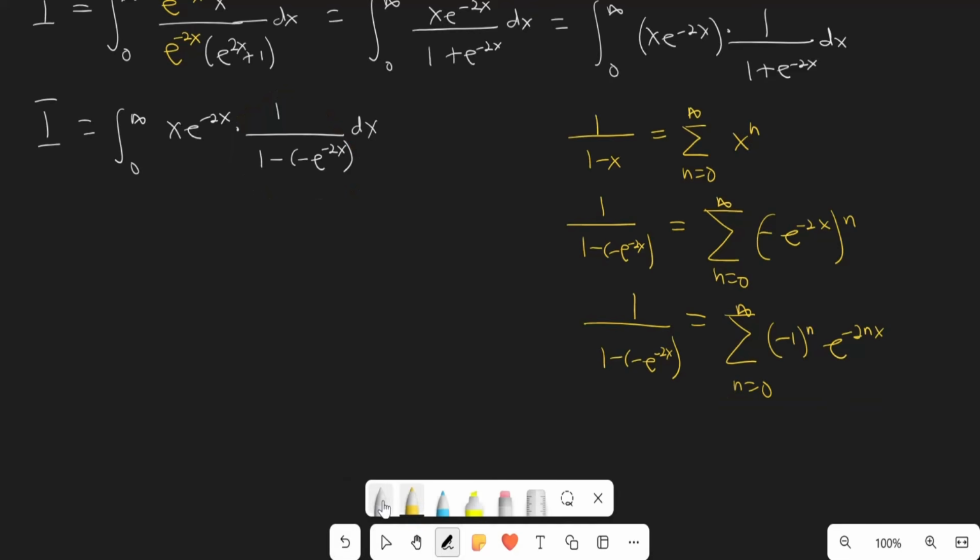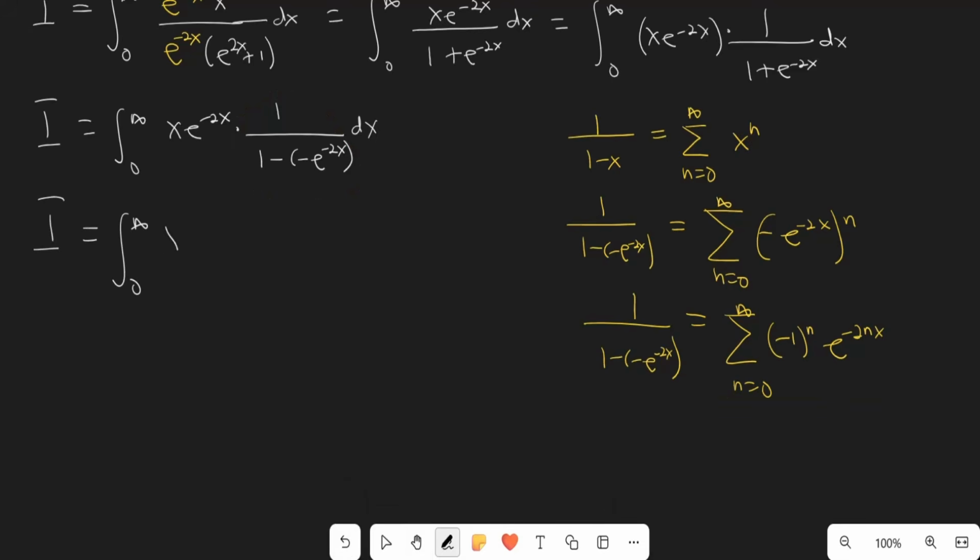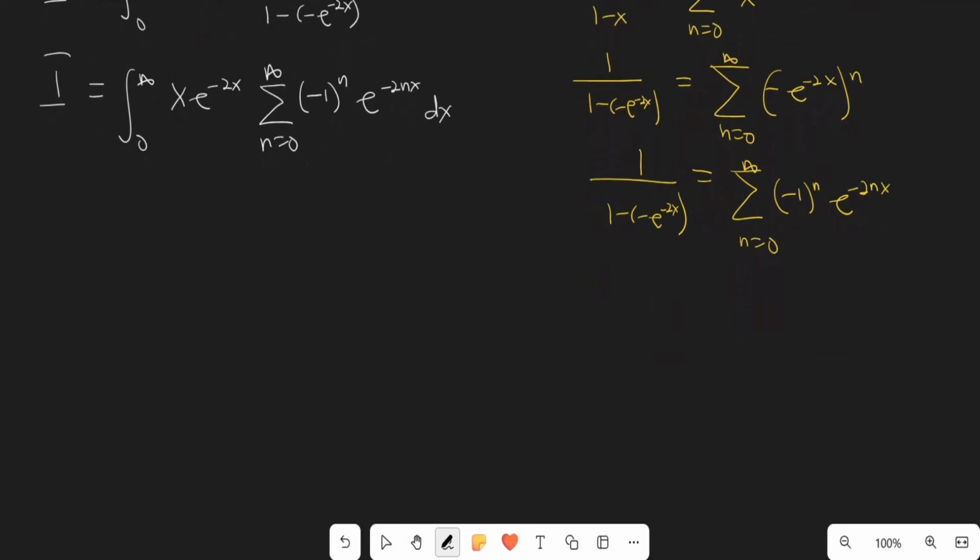Cool. Now let's replace that in our integral. I is going to be the integral from 0 to infinity of x e to the negative 2x, and then in place of that, the summation n from 0 to infinity of negative 1 raised to the power n e raised to the power negative 2nx, and then dx. Cool beans. So I here is going to be equal to the integral from 0 to infinity of the summation n from 0 to infinity of negative 1 raised to the power n, and then this, which is x e to the negative 2x multiplied by this, that is e to the negative 2nx dx.